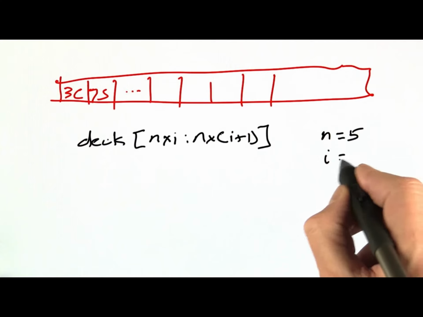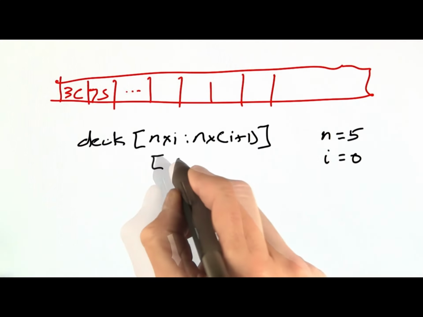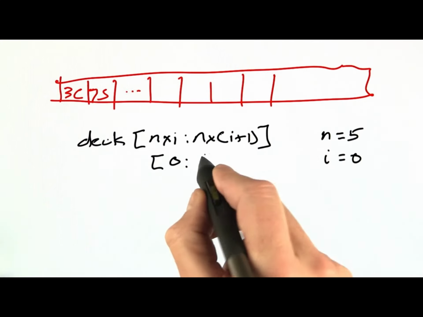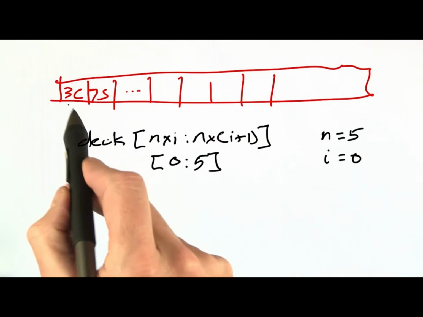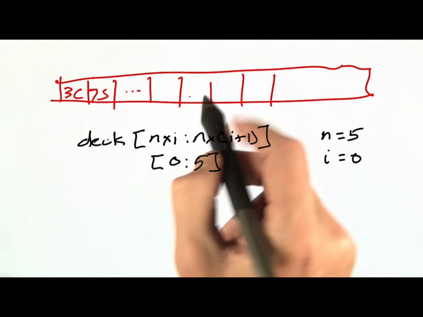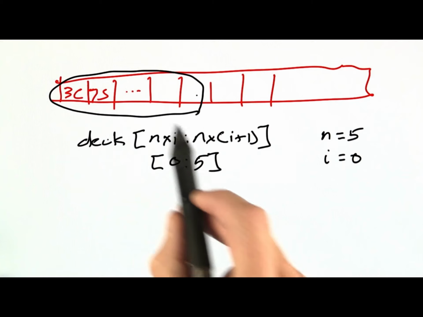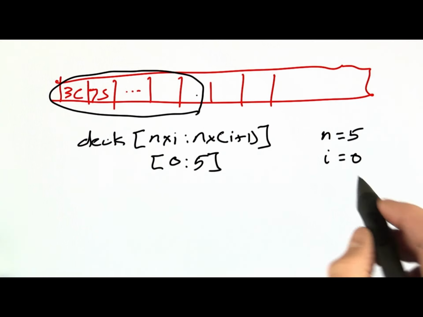When i equals 0, then this will go from 0 to 5, and we'll pull out the first 5 cards: 1, 2, 3, 4, 5. That slice will be the first element that we'll pull out.